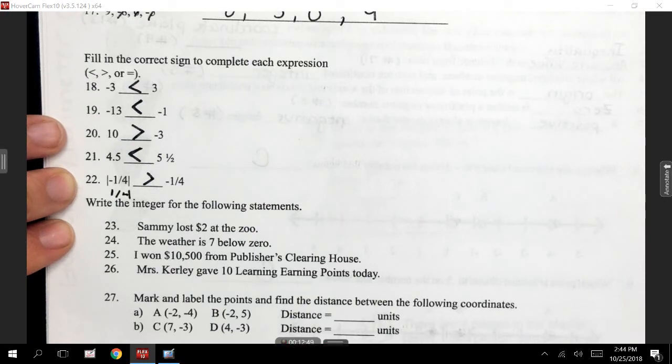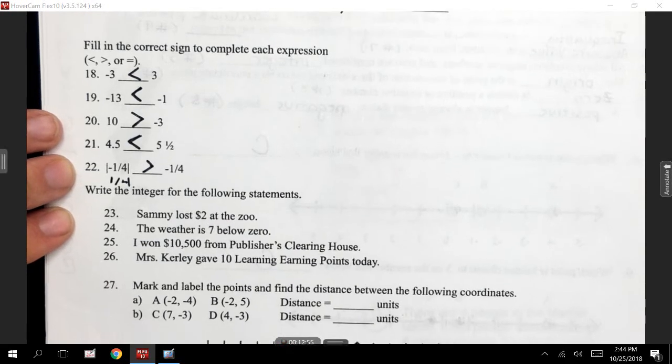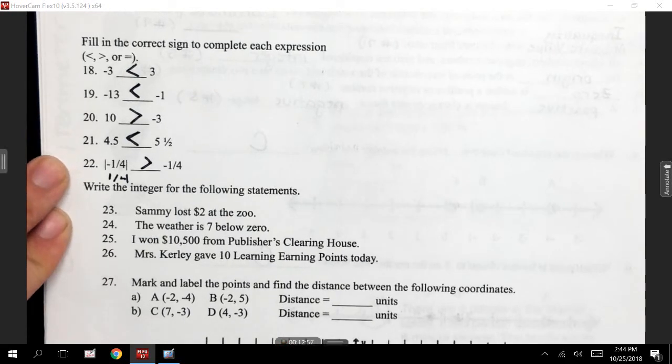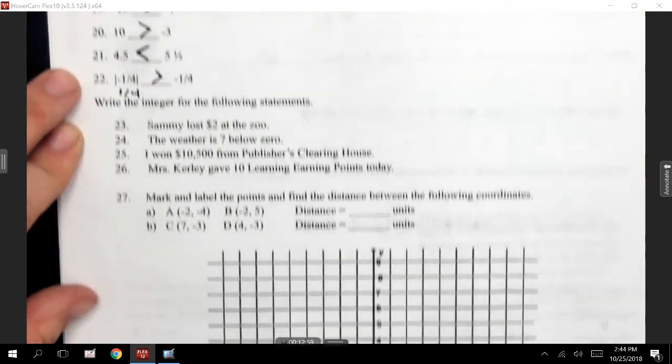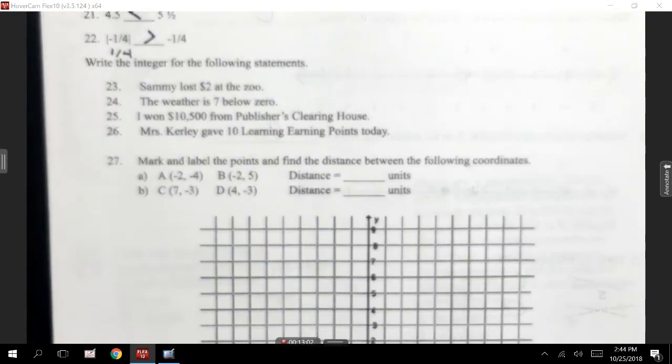I thought the one not in the bars was positive. I didn't see the negative. So I thought it was +1/4 with +1/4. Okay. All right.